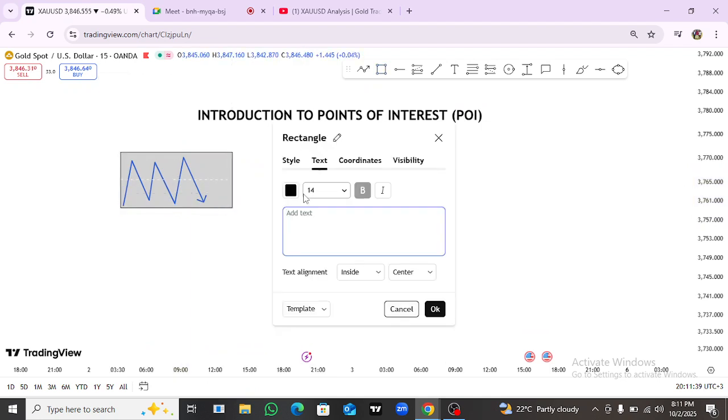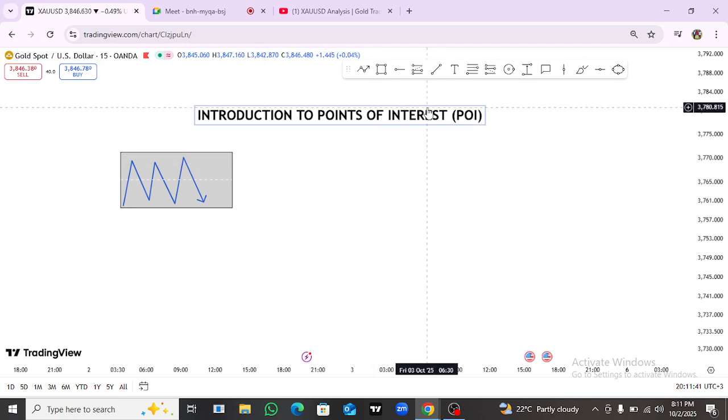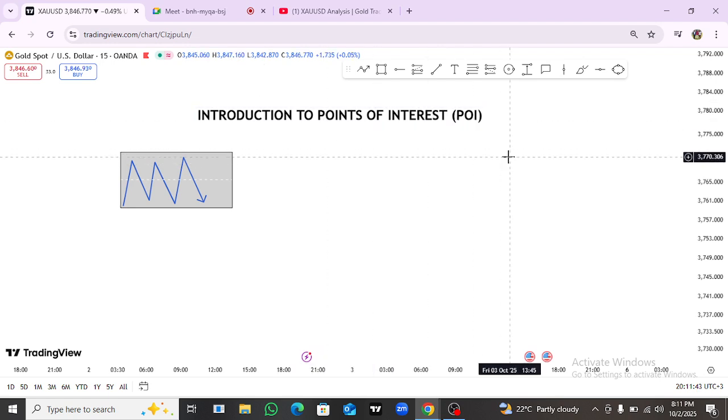So what's a point of interest, guys? A point of interest is where orders are located. These are areas where orders in the market are located, and also where the big players in the market, the hedge funds and the banks, put their orders. They expect that if price reaches that level, it's going to get a reaction or we are going to have some movement from that place.